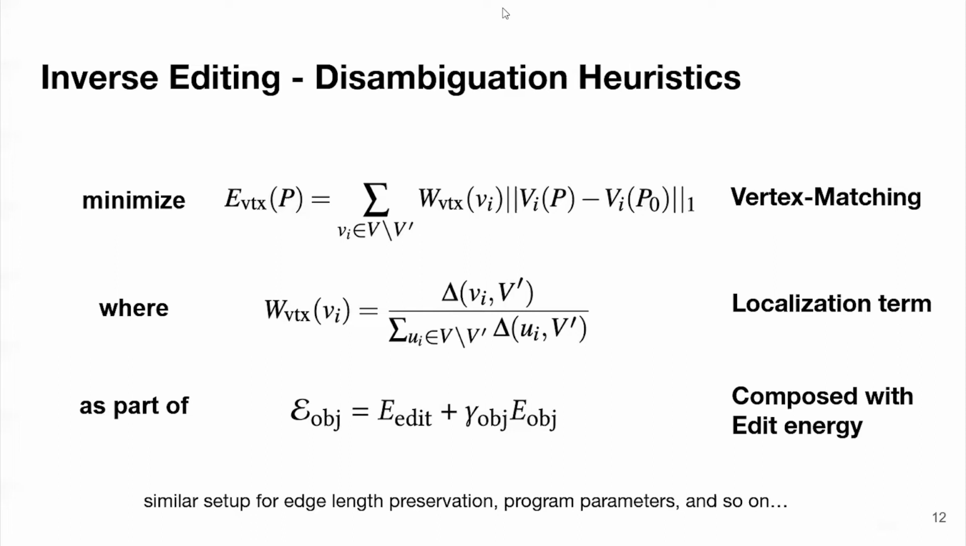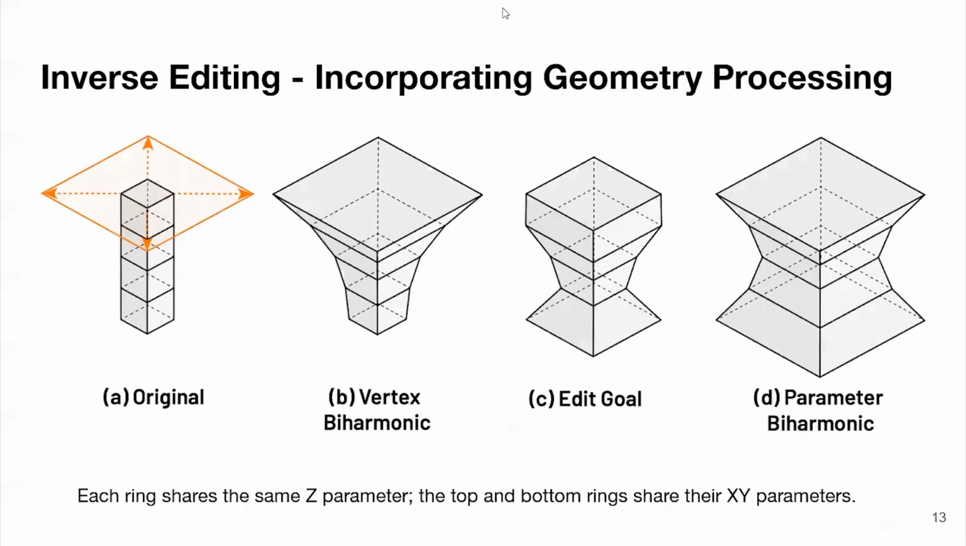We then compose this localized vertex objective with the initial edit objective with a different sort of weight gamma that has been chosen empirically by us for every one of the objectives that we present. So there's a similar setup in the paper for all of the other energies, which include things like edge length preservation, program parameters, and so on and so forth. We present a number of different energies here.